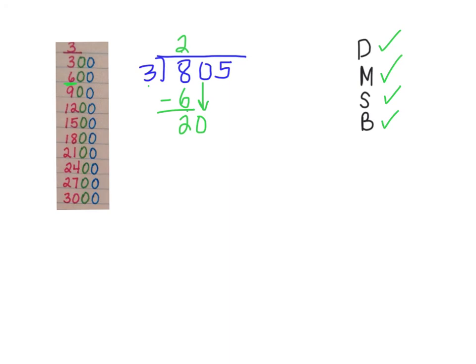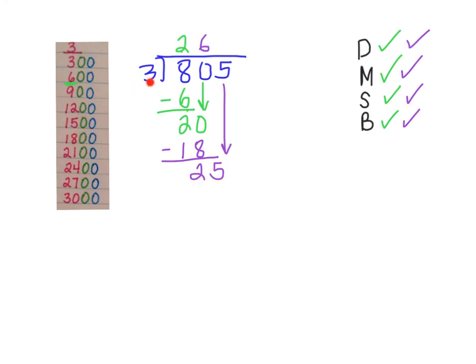Ready to start my process over again. This time I'm dividing 20, not going back up to the dividend. 20 divided by 3 is 6. So I record that here. 6 times 3 is 18. Multiplied. Subtract equals 2. Bring down the 5. Now I'm ready to move to my last part.